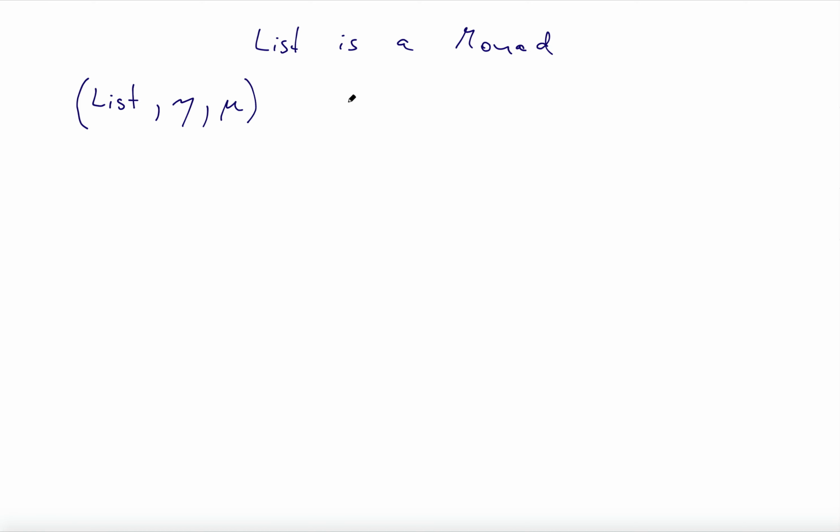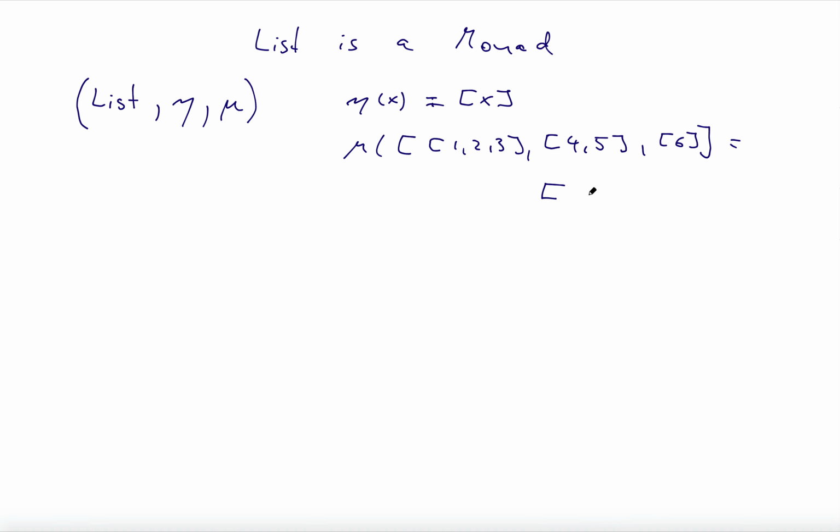And just to remind us, eta of x is a list, which is just the singleton list, and mu of a list of lists, say 1, 2, 3, 4, 5, and one more, 6 maybe, is the list of lists flattened. So just the list which contains the same elements in the same order, but one level of square brackets removed.